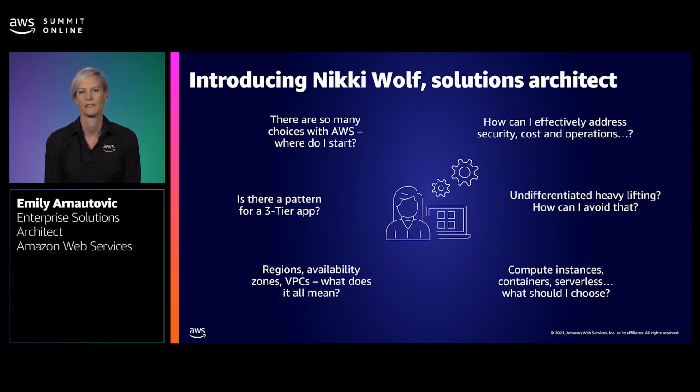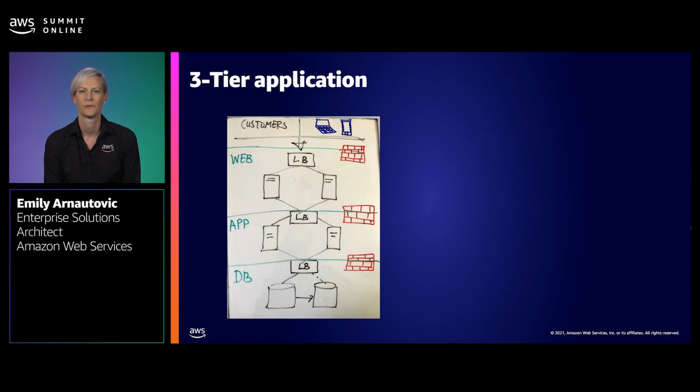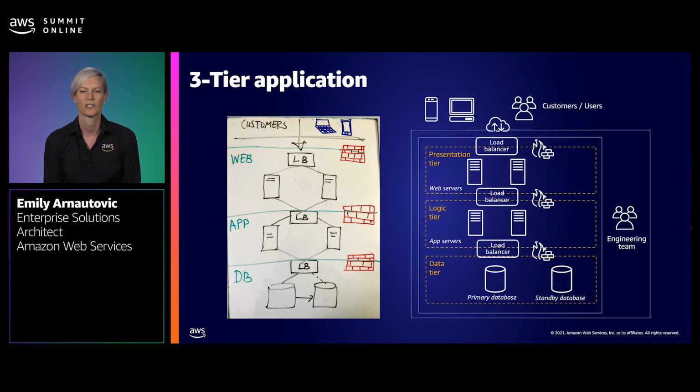Nikki has a number of typical three-tier applications. Let's take a look at one of them. One of Nikki's engineers shared this whiteboard diagram with me. It may look familiar to many of you. Let's recall that a three-tier application is one where the workload or application is broken down into three distinct and logical tiers that are isolated from each other. We've got the presentation tier, the logic tier, and the data tier.